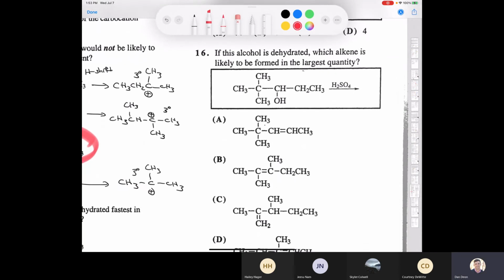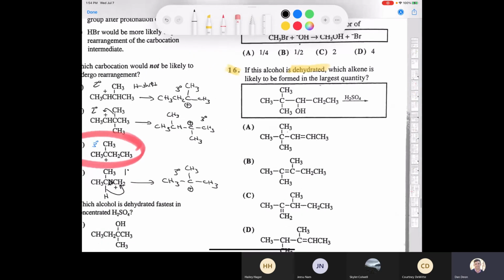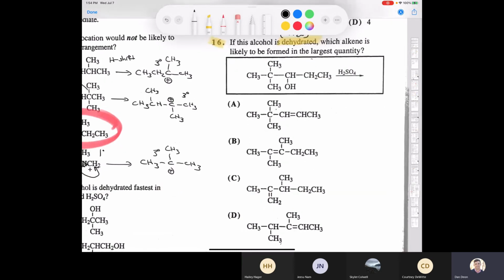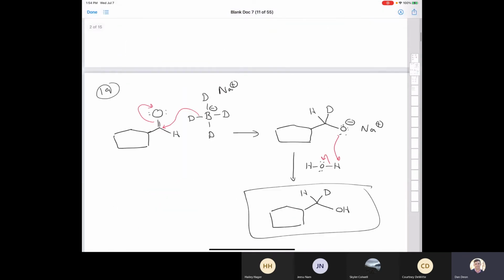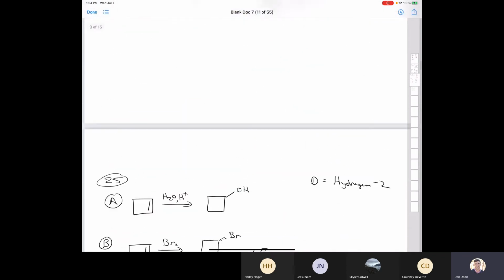All right, number 16. We're going to do an elimination reaction, right? It says we're going to do a dehydration of this alcohol. So we're going to end up losing water. And it says, which alkene is likely to be formed in the largest quantity? So I think the best thing to do with this question would be to write it out completely and draw a mechanism for it. So let's take a look at what the mechanism would resemble.